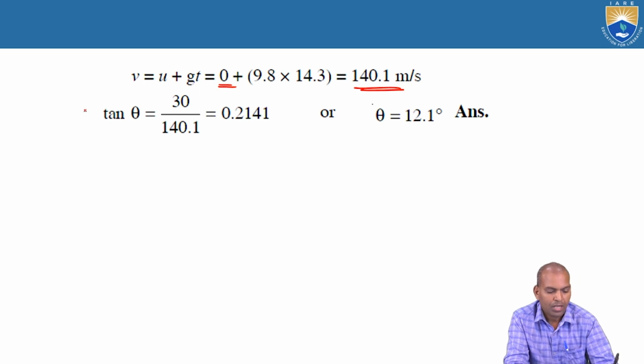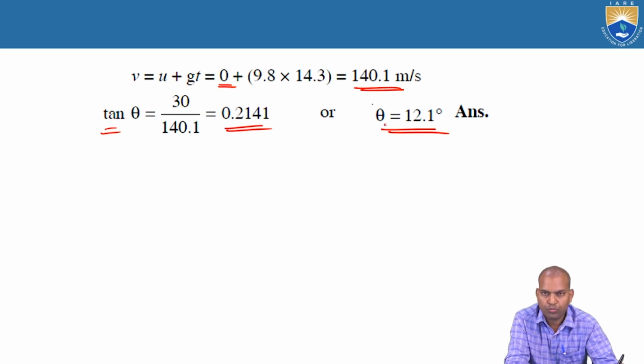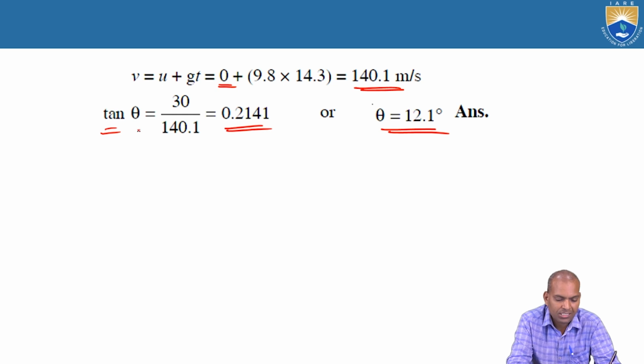per second. We know the angle: tan theta equals the vertical component by the horizontal component, opposite side by adjacent side, that is 30 by 140.1. That is 0.21, so theta equals 12.1 degrees. This theta is known as the angle of projection.